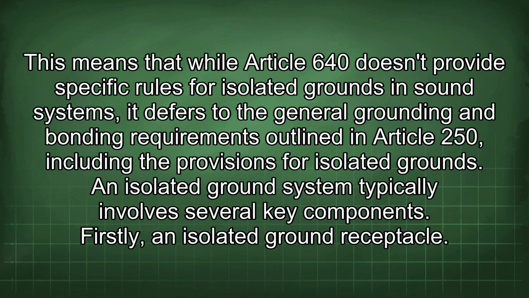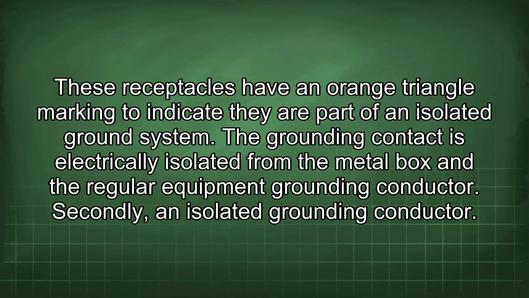An isolated ground system typically involves several key components. Firstly, an isolated ground receptacle. These receptacles have an orange triangle marking to indicate they are part of an isolated ground system. The grounding contact is electrically isolated from the metal box and the regular equipment grounding conductor.